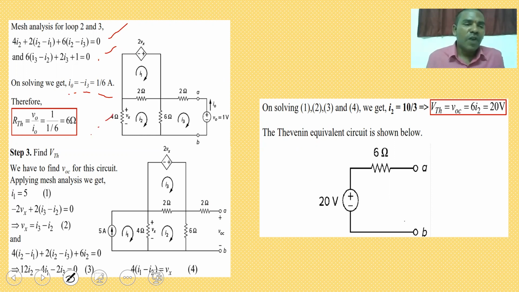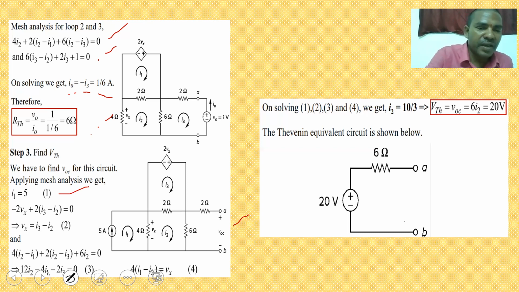So next, for finding the value of VTH, wherever the load is there, we have to open circuit it and measure the Thevenin's equivalent voltage. So here also 3 loops are there. For finding the VOC, you require I2. So the first loop I1, the I1 current is in the same direction as the 5 amperes. So I1 is equal to 5 amperes.